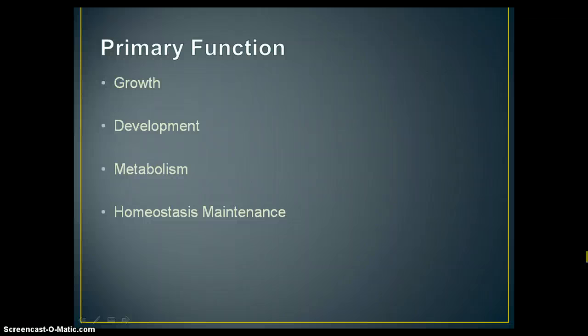The primary function of the endocrine system is growth, development, metabolism, and maintenance of homeostasis. It all relates back to homeostasis. This system is very similar to the nervous system in that it works to regulate homeostasis. So you could relate feedback loops to the endocrine system and endocrinology. In anatomy and physiology, if you decide to take that in the future, you will apply the endocrine system to different diseases and different responses and stimuli of the endocrine system in a homeostasis feedback loop. But I just want you to know that it's responsible for growth, development, metabolism, and homeostasis maintenance.